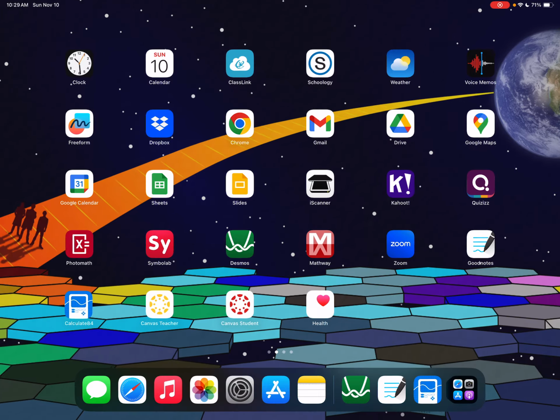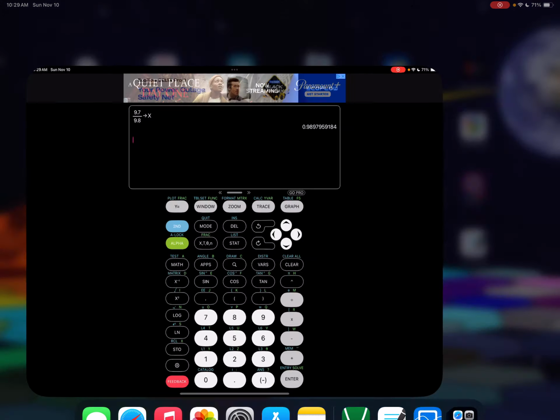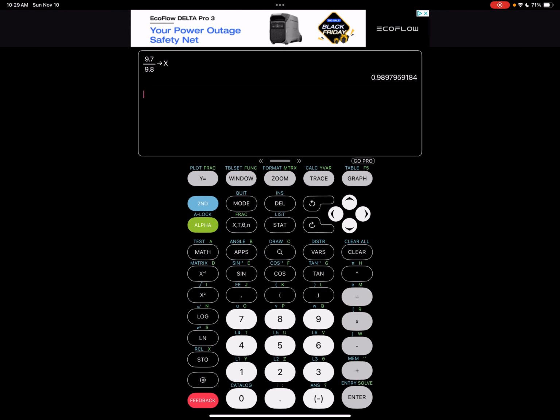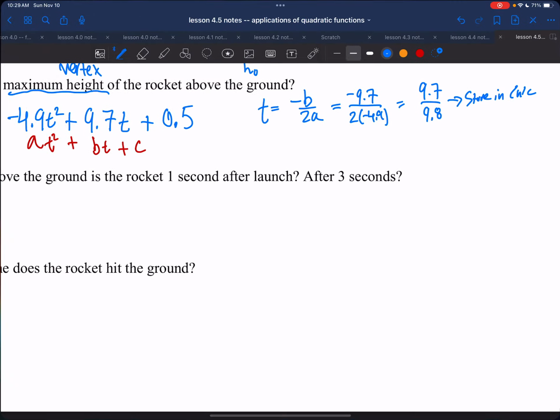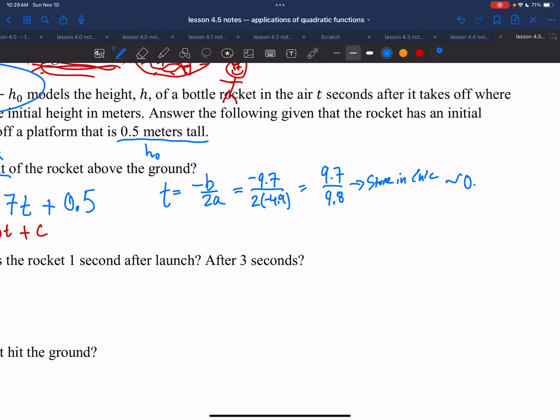And now, actually, let's make a note of this. I'm going to round it just for the sake of seeing. 0.9899, right? Let's call that roughly 0.9899 seconds. Yeah, because this is t for time. So this has not found the maximum height. What this is saying is 0.9899 seconds after launch, the rocket will be at its maximum height.